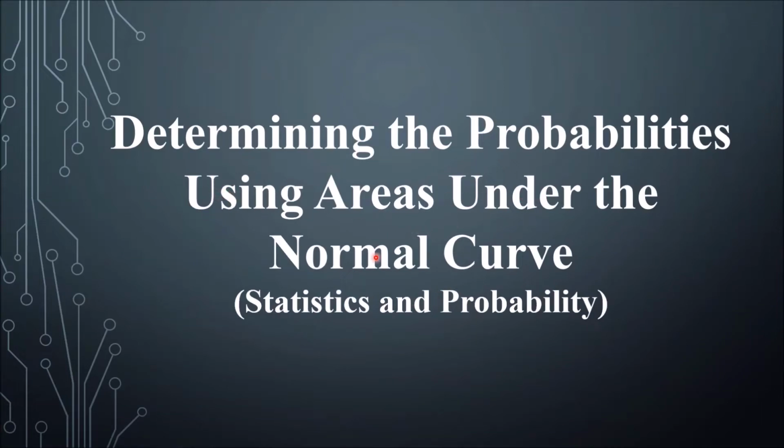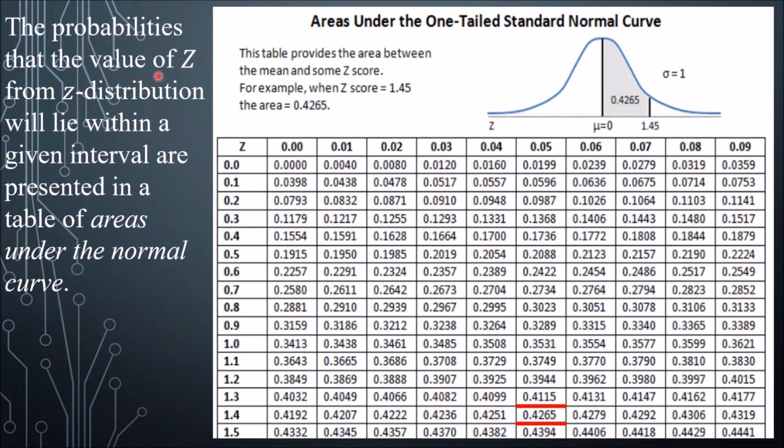Determining the probabilities using areas under the normal curve. The probabilities that the value of z from a z distribution, just like this one, will lie within a given interval are presented in a table of areas under the normal curve. For example, in this table, we have areas under the one-tailed standard normal curve. So this is the graph of the z distribution because this is the standard normal curve.